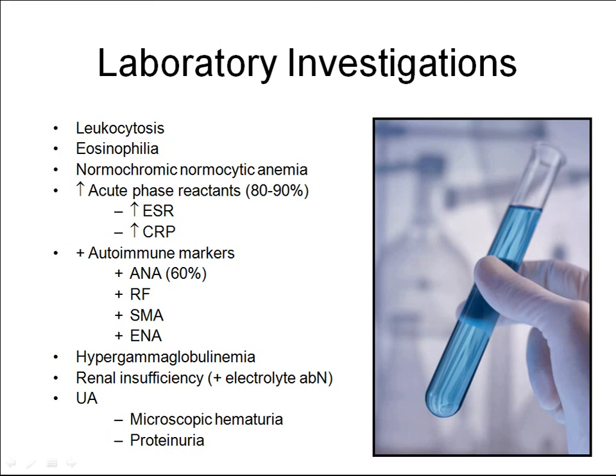Laboratory investigations typically include leukocytosis, eosinophilia, which is not that common, normochromic normocytic anemia, an elevation of acute phase reactants, including ESR and CRP, which is seen in 80 to 90% of patients. Positive autoimmune markers, including anti-nuclear antibody in 60%, and rheumatoid factor, smooth muscle antibody, extractable nuclear antigen, hypergammaglobulinemia, renal insufficiency and electrolyte abnormalities, and a urinalysis that commonly shows microscopic hematuria and proteinuria.